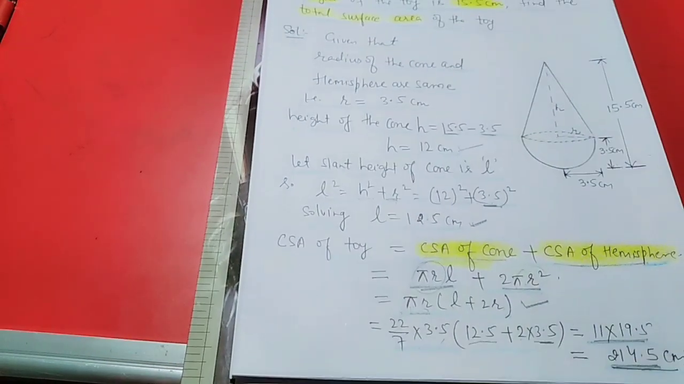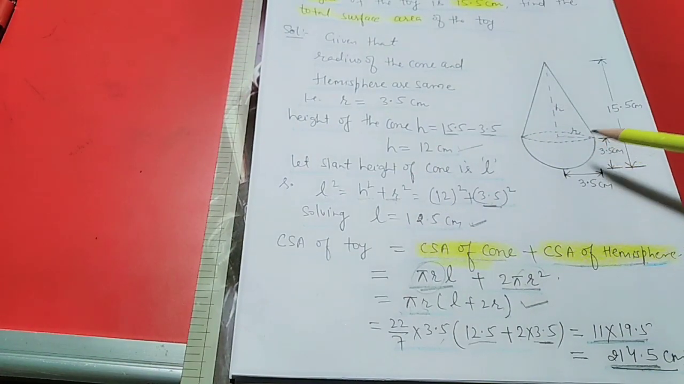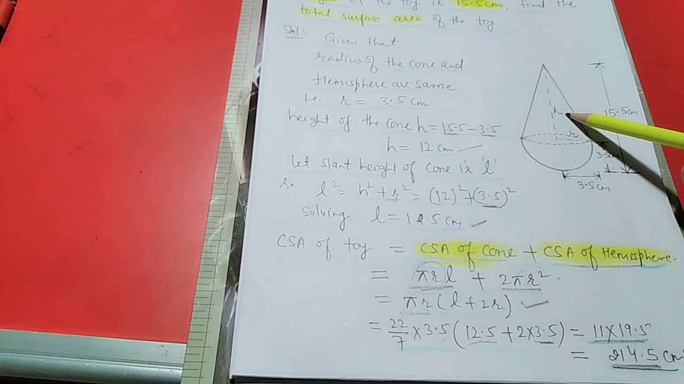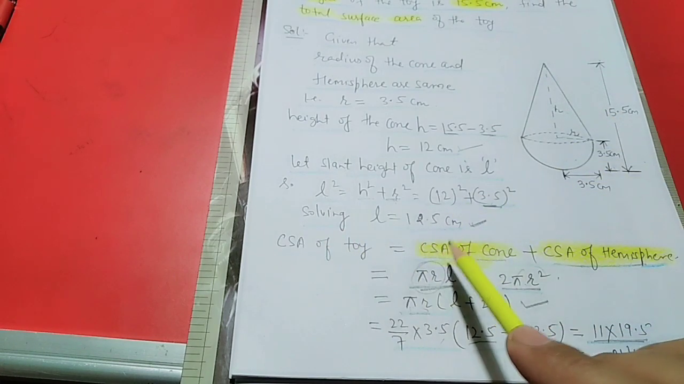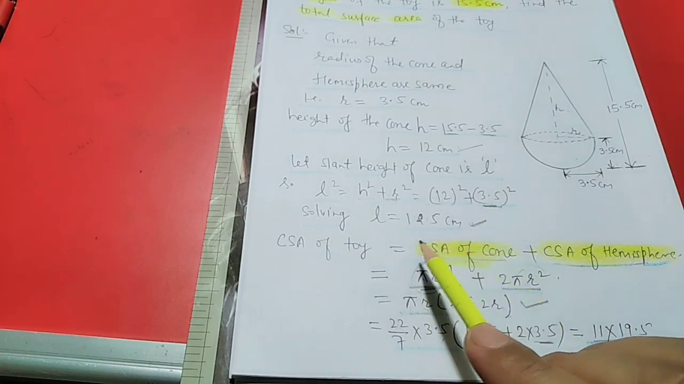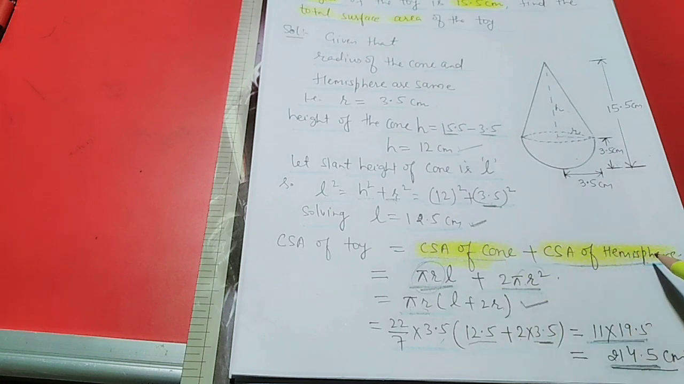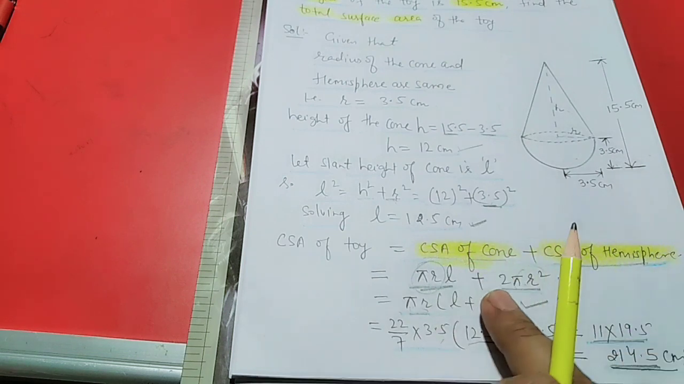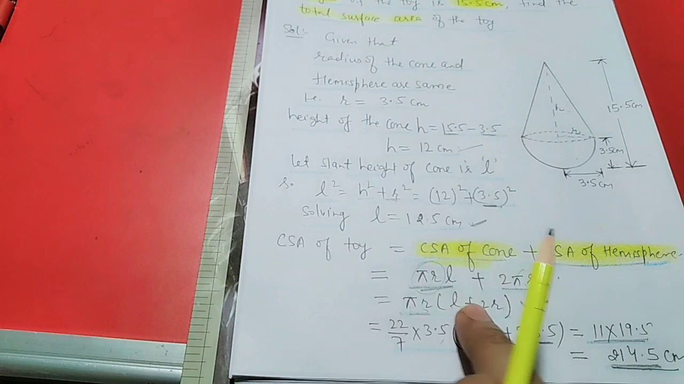So this was an example of a combination of hemisphere and cone where the curved surface area is to be found: curved surface area of the cone plus curved surface area of the hemisphere. I have told you the technique: take pi r as common.